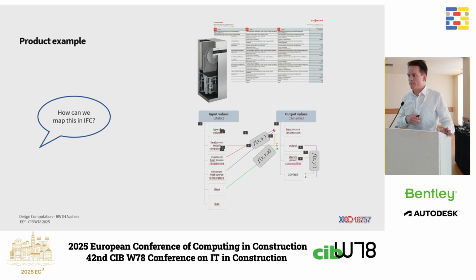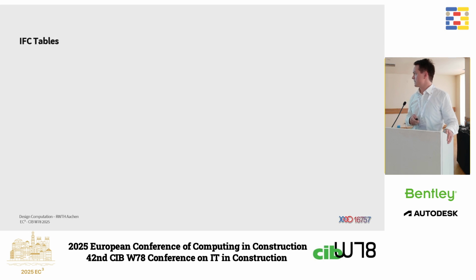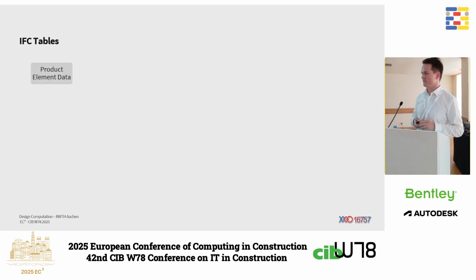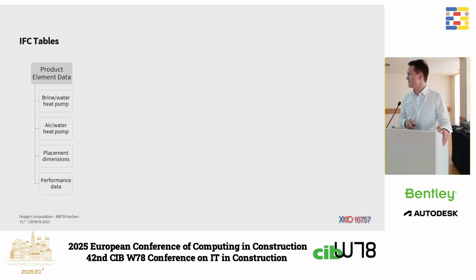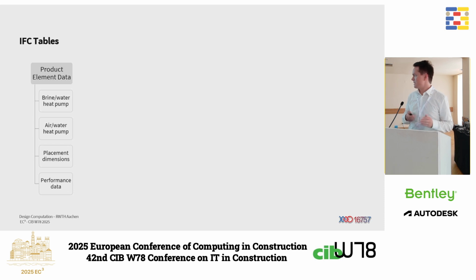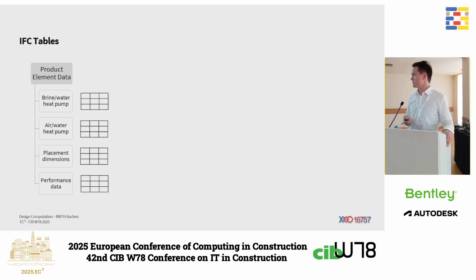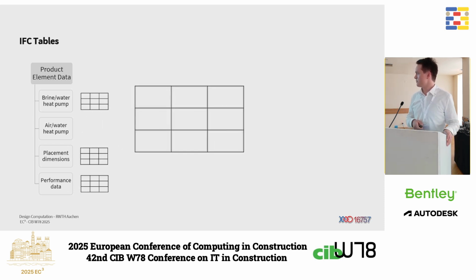So how can we map all this interdependency in IFC? First, we're going to look at some tables. So we have some product data here, and as I said, it's hierarchical. So it's an overarching category. It has a few subcategories, and all those categories can be mapped as a table. So these are all tables. What do those tables look like?